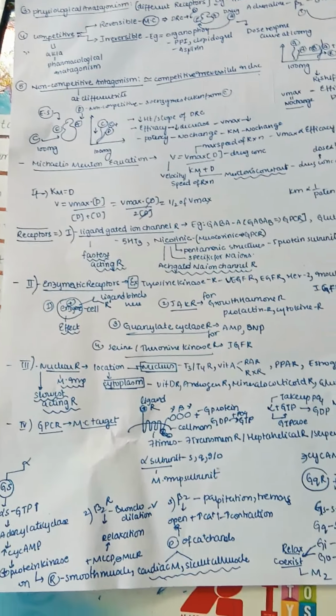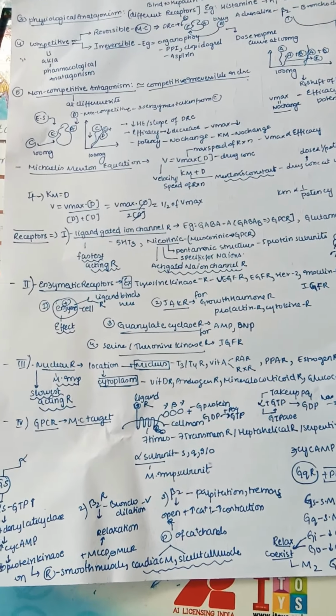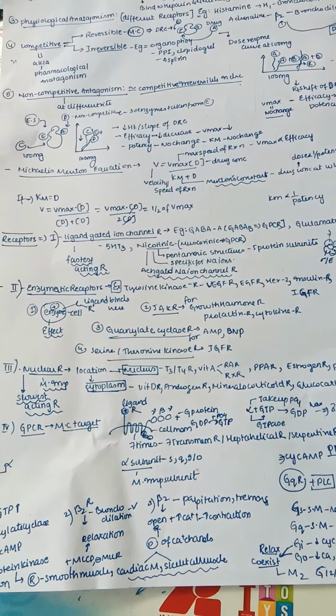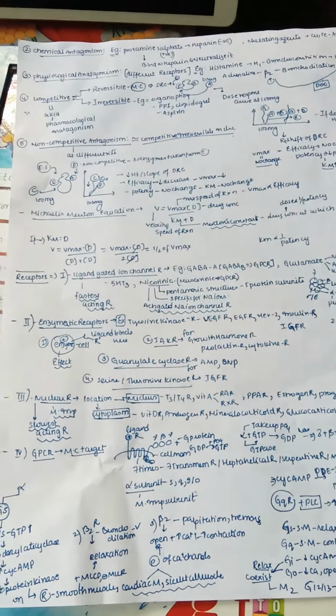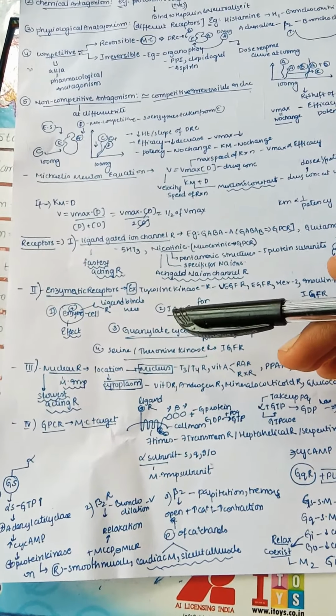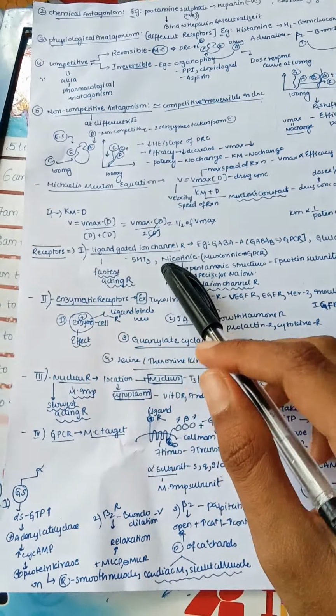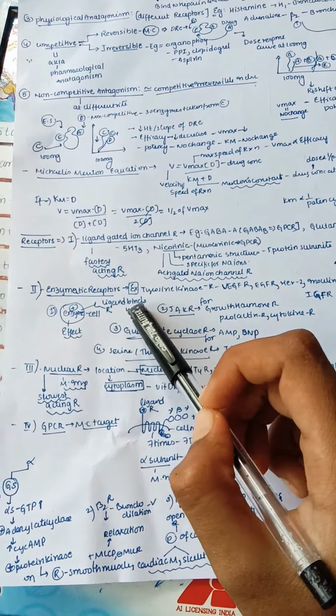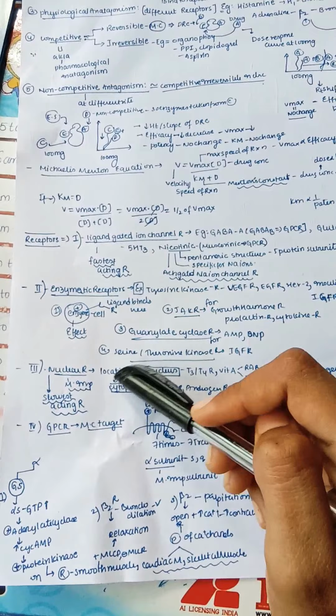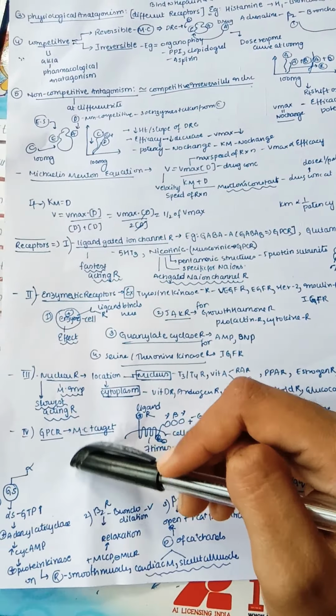Now let us see receptors. We have many receptors. We need to know receptors because where the drug acts, it mainly acts on our receptors. There are 4 types of receptors: ligand gated ion channel receptors, enzymatic receptors, nuclear receptors, and our main receptor, G protein coupled receptors.